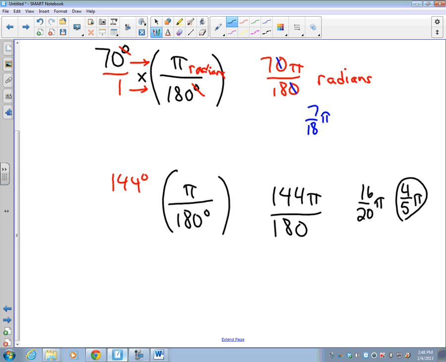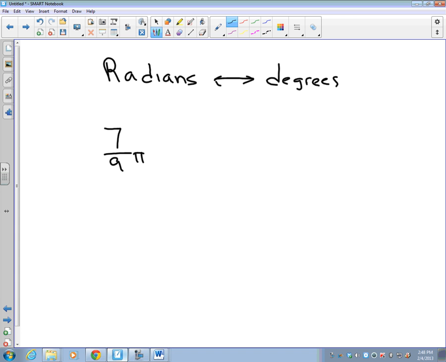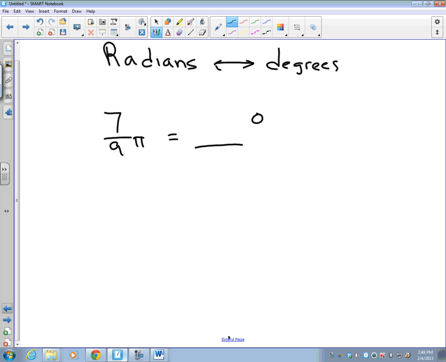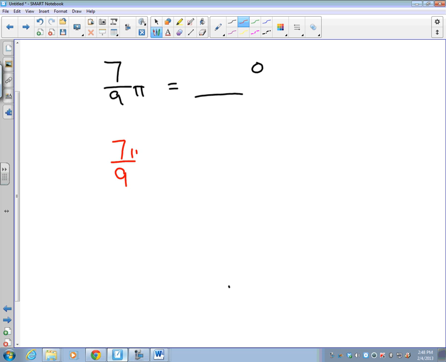Okay, let's look at converting the other way. What about if you go from radians to degrees? So suppose I give you something like 7/9 pi equals how many degrees? So you have to convert that. Okay. Well, again, I would say same thing. I'd probably put the pi on top. That would make it a little easier.